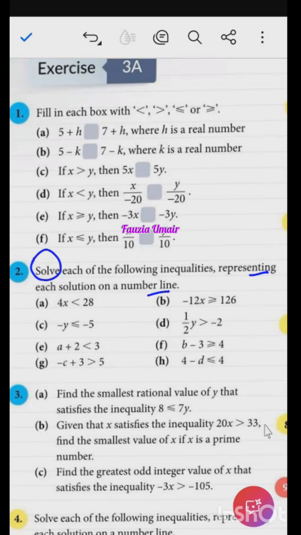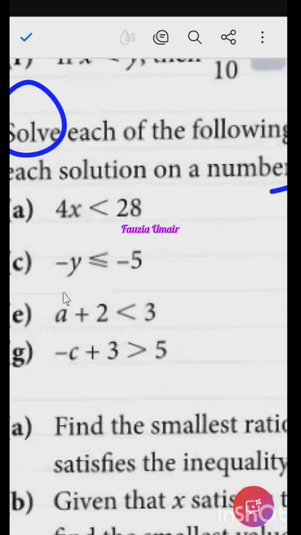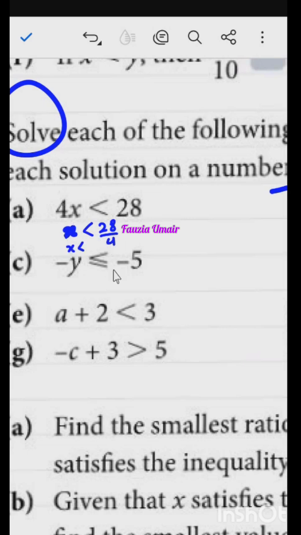Okay, so the first part is 4x is less than 28. I'm zooming in so that we have some space. So what are we going to do? We divide both sides by 4, then it will be x is less than 28 by 4. Less than, because there is no negative sign. So the final answer would be x is less than 7.